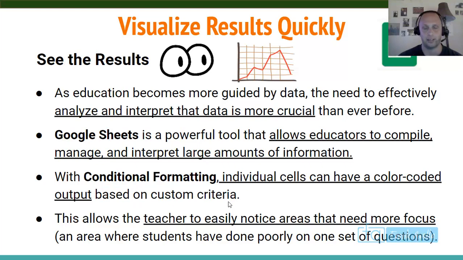large amounts of data. Okay, so conditional formatting, and in this section right here, visualizing results quickly, the main focus is conditional formatting. So with conditional formatting, individual cells can be color coded, have a color coded outline based on criteria, and I'll show you an example too. This allows the teacher to easily notice areas that need focus. And the color they usually do is like red. You know what I mean? If you're going to do conditional formatting, you're going to make the students that are failing red. You know what I mean?